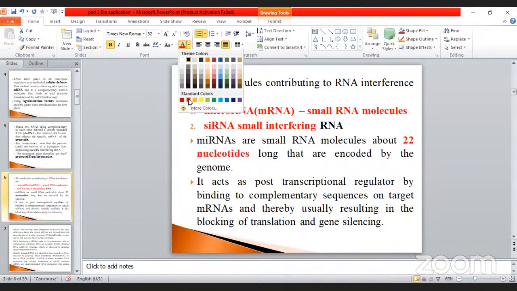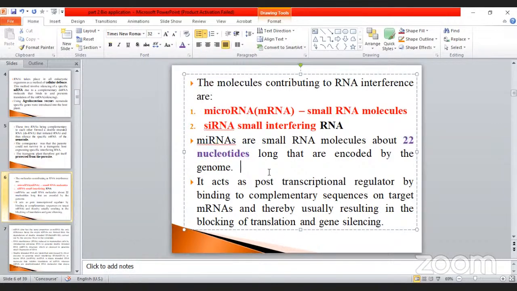Okay, how many nucleotides are present in the miRNA? Likewise, they ask the question, so clearly you should note it down. How many? 22. The miRNA consists of small molecules; it contains 22 nucleotides and is encoded by the genome.